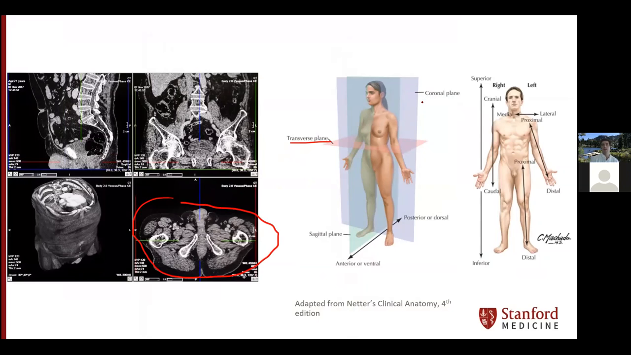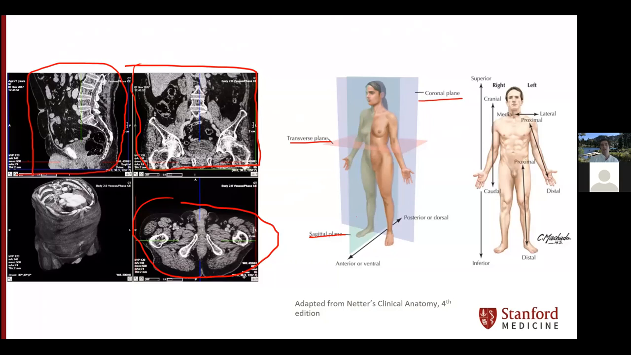versus the coronal plane, which I always remember by the fact that corona means sun. And so you kind of look like this. So where you cut straight through the middle from side to side, from left to right. So that is the coronal plane. And then you have the sagittal plane. So this is your sagittal plane right here, where you basically cut right down the middle, front to back. And so this is your sagittal plane.